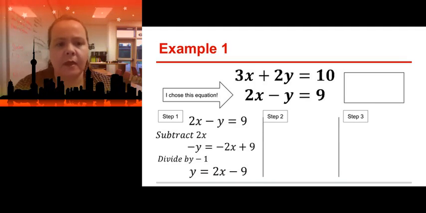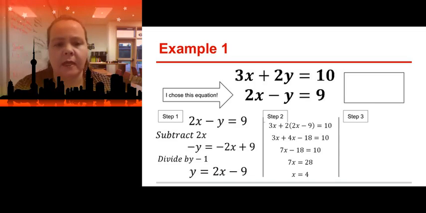The second step is we're going to take that expression, 2x minus 9, and substitute it for y into the equation we did not rearrange. So we have 3x plus 2 times the quantity 2x minus 9. Right there is our substitution. Instead of putting 2y, we put 2 times 2x minus 9 in the place of y, equals 10. If we distribute, we have 3x plus 4x minus 18 equals 10. Collect like terms, we have 7x minus 18 equals 10. When we add 18 to both sides, we have 7x equals 28. And when we divide by 7, we have x equals 4.